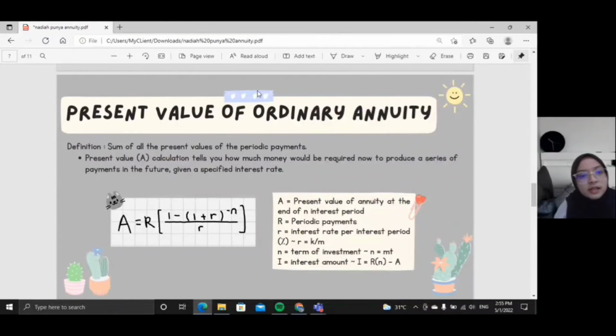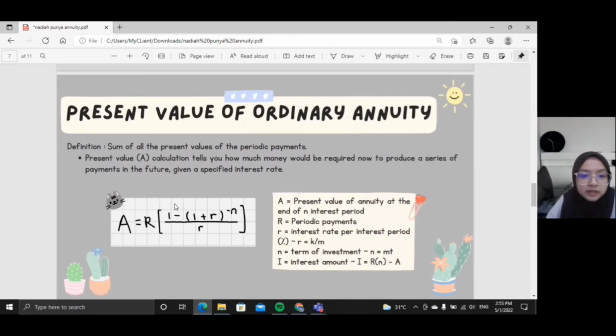Okay, next we will continue with present value of ordinary annuity. The definition is the sum of all the present values of the periodic payments. The present value A, the capital A, is a calculation that tells you how much money would be required now to produce a series of payments in the future given a specified interest rate. Okay, so here is the formula for present value. This is our second part for ordinary annuity.